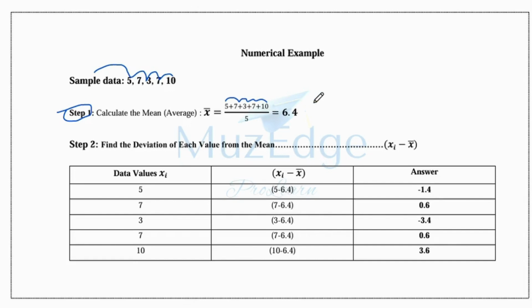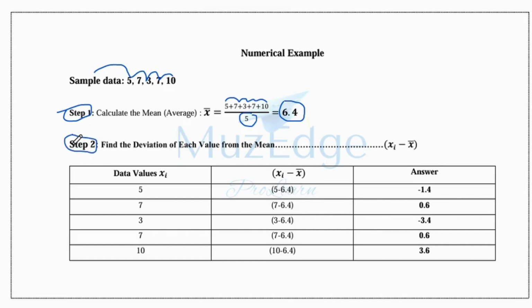Let's add them up. 5 plus 7 is 12, 12 plus 3 is 15, 15 plus 7 is 22, and 22 plus 10 gives us 32. Now, since we have 5 values, we divide 32 by 5. That gives us 32 divided by 5 equals 6.4. So, the mean is 6.4.